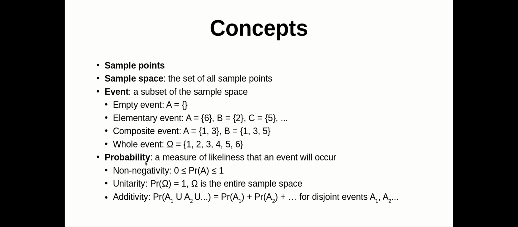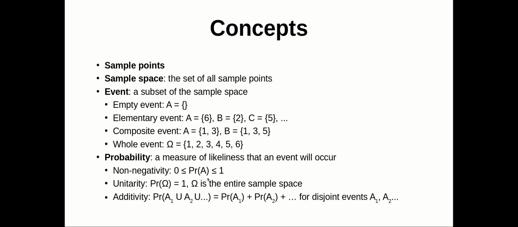And then probability, which lies at the heart of statistics. What exactly is a probability? Probability is basically just a measure of the likeliness that an event will occur. And this kind of definition is based upon our intuition, our intuitive understanding about what probability actually is. It's a measure of the likeliness that an event will occur.